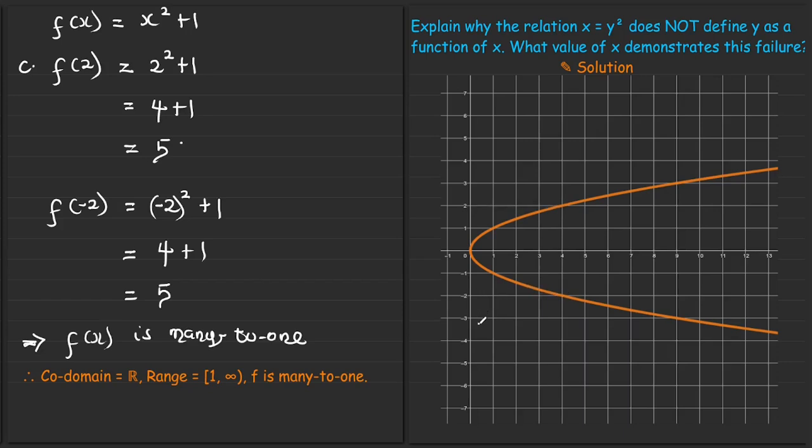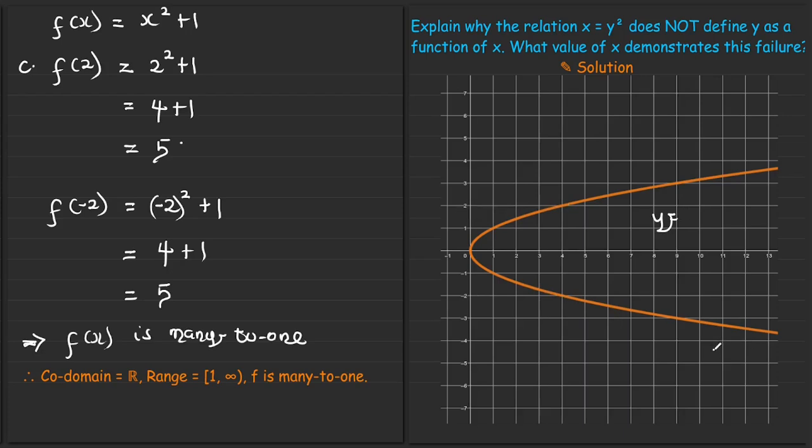So this is to tell you that this relation is a one to many. That is an explanation of why it is not a function. And it says, what value of x demonstrates this failure? You can take any example at all. For an input such as x equals 4, it gives two values of y. That is y equals 2, as we have seen over here, and then y equals negative 2, as we have seen over here.